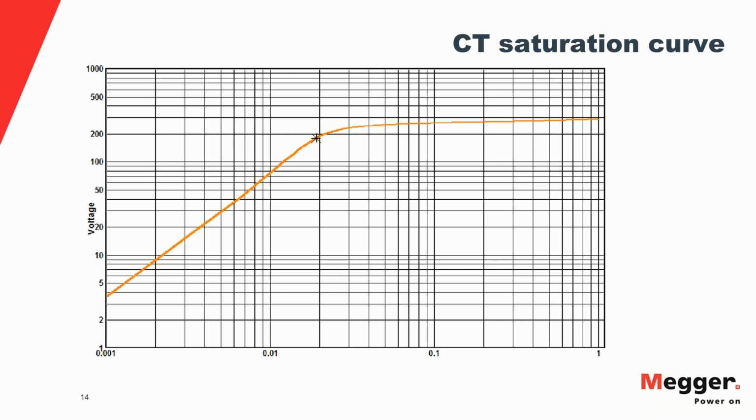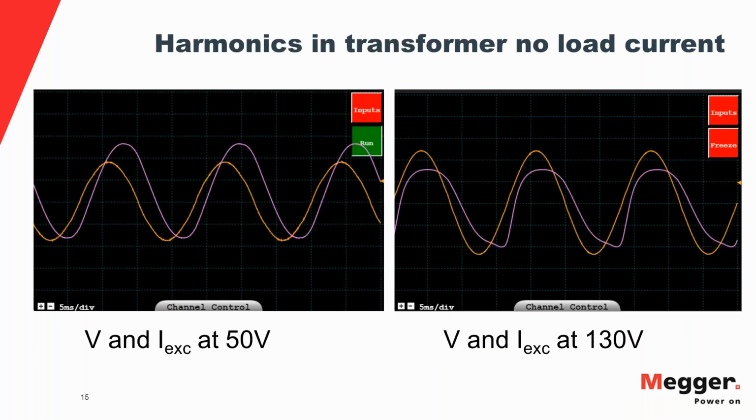Anyway, now we're going to take 2 points on the curve at different voltages, one at 50 volts and one at 130 volts, and observe the waveforms at those 2 points. On the left, you have the waveform at 50 volts. The current is the one in purple. It's pretty clean, sinusoidal. If you look at the current waveform on the right at 130 volts, you'll see there's quite a bit of distortion.